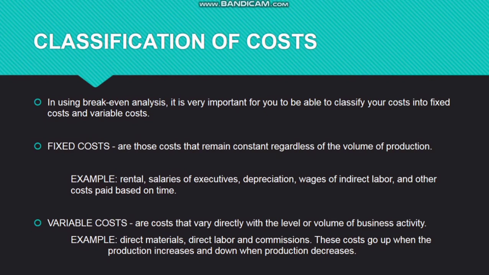Variable costs are costs that change as the quantity of the good or service that a business produces changes. These are direct materials, direct labor, and commissions. These costs go up when the production increases and down when production decreases. Next.